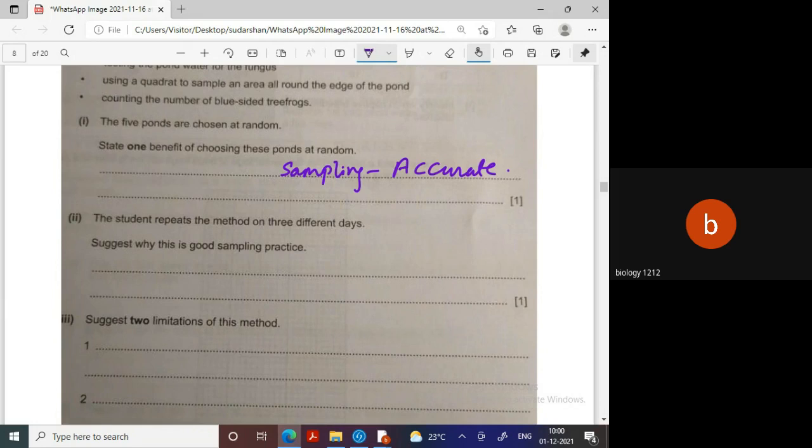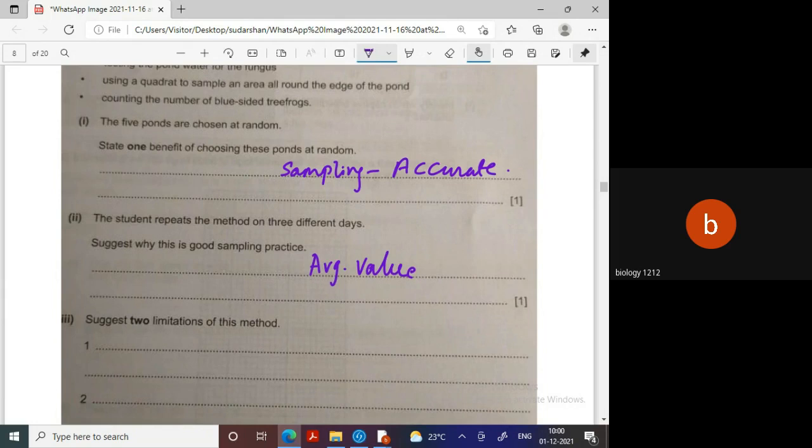Suggest why this is a good sampling practice. Why was that a good sampling practice? Because it always gives an average value, and the average value will give you nearby and accurate results here. So that's why we should always use the sampling method that they have given there and find out the average or the mean value. Now, suggest two limitations of this method.